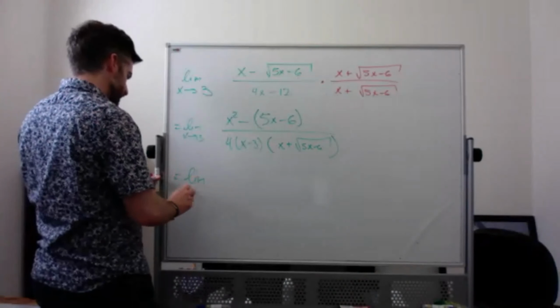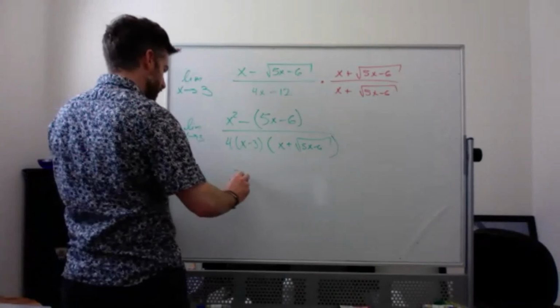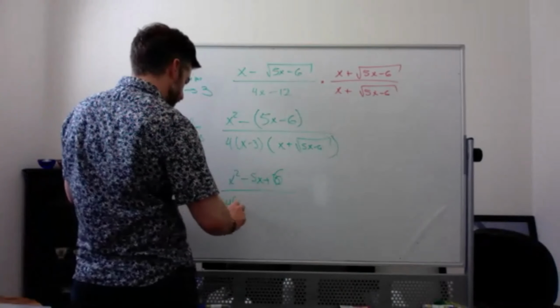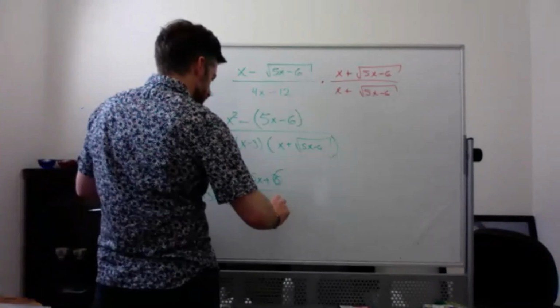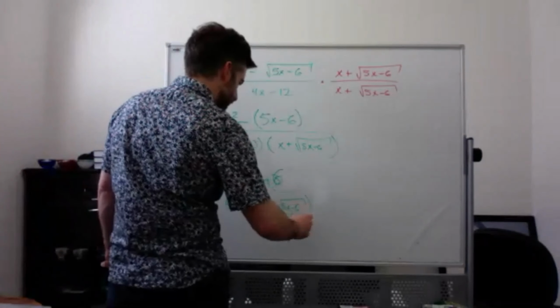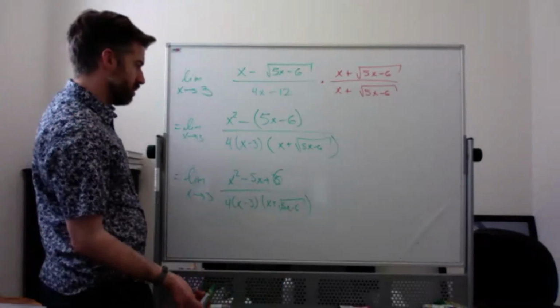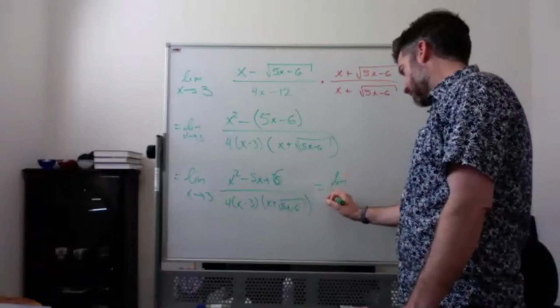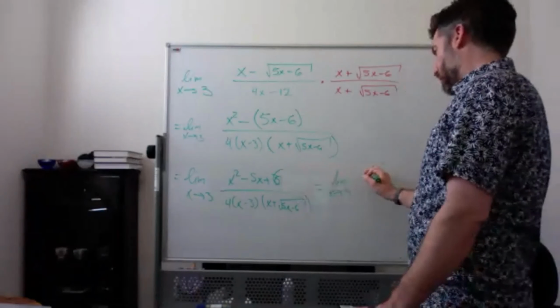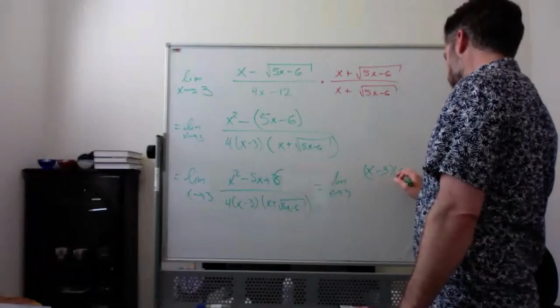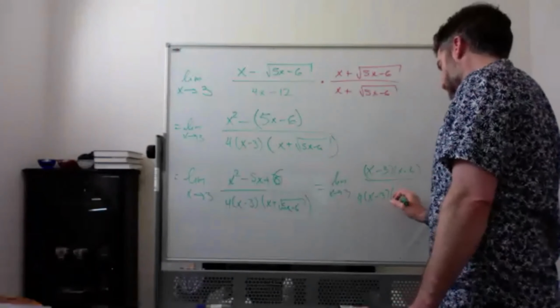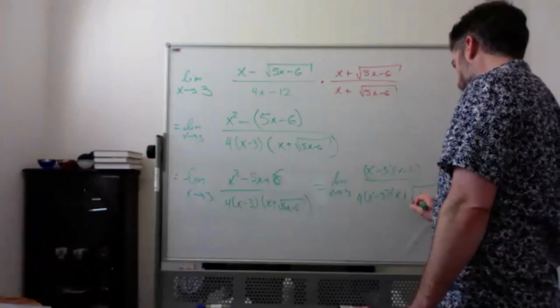So I don't think I'm going to get to my last example here. You get x squared minus 5x plus 6 over the stuff on the bottom. And now we need to factor and cancel. So the top factors, this is actually the same thing we were doing last time. It's the limit as x goes to 3. The top is going to be x minus 3 times x minus 2. The bottom is still 4 times x minus 3 times x plus the square root of 5x minus 6.